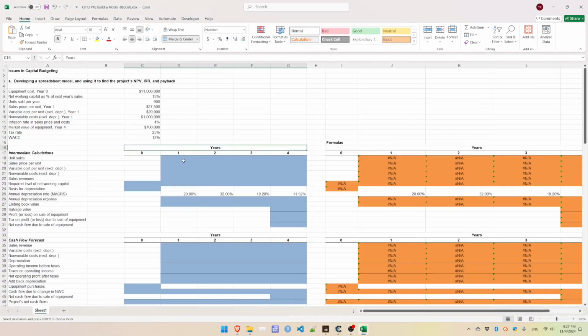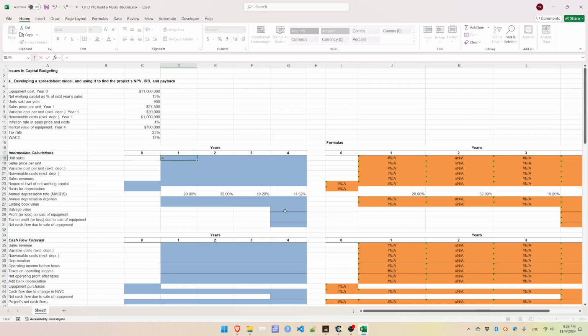Okay, so this is the Excel model. I hope everything will work fine this time, but it really depends on the website. So we begin with the unit sales. The unit sales is always 900 units. We always have that. We copy and paste. The sales price per unit is going to begin with 27,500. The variable cost per unit is going to begin with 20,000, right? The non-variable cost is going to begin with 1 million.